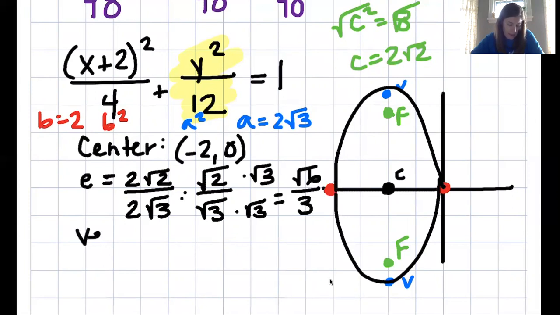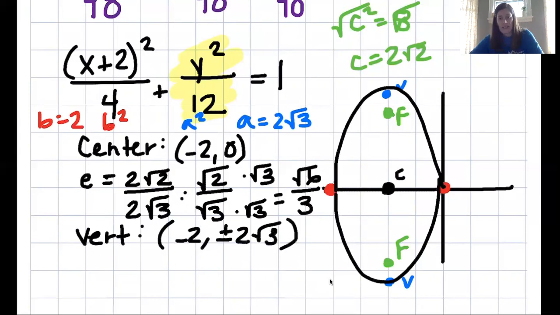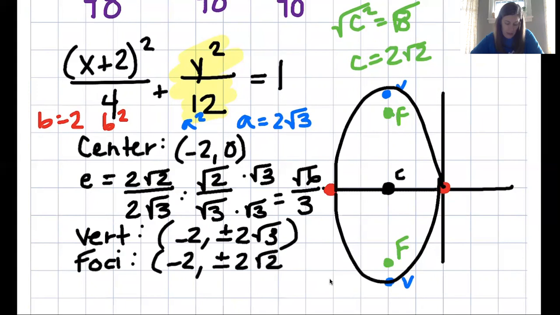Let's see, my vertices are at -2, and then my y value was at 0, but I went up 2 square root 3 and then down 2 square root 3. So in this case, since I'm going from 0, I can write that as plus or minus 2 square root 3. And that'll get me 2 points for my vertices. My foci, again, I'm going from my center at -2, 0, and I'm going up 2 square root 2 and down 2 square root 2. So I could say from -2 for my x, and then plus or minus 2 square root 2.